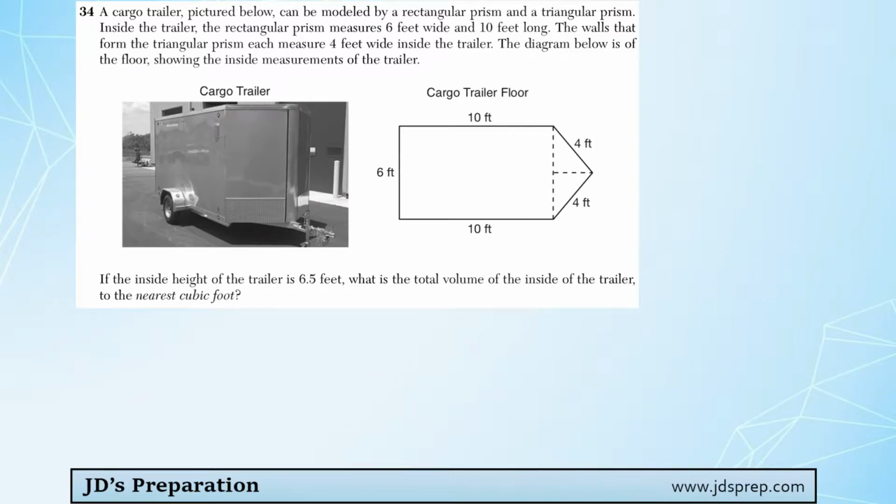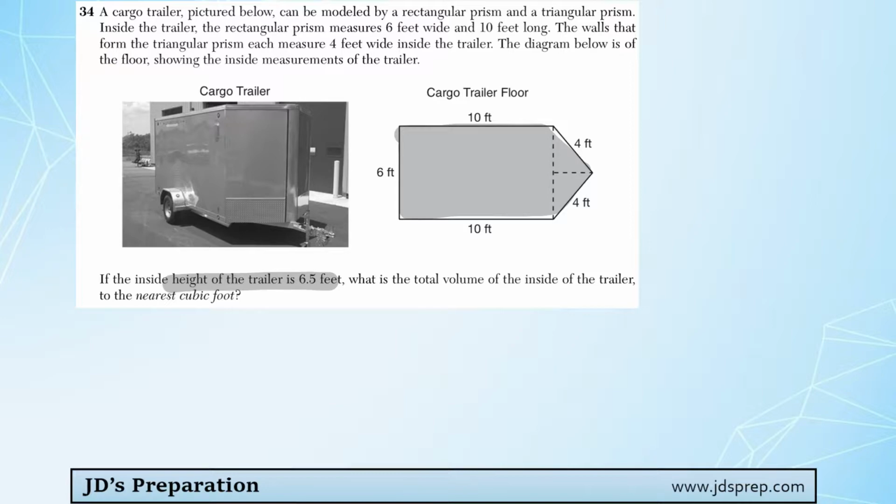For this problem, we're being asked to calculate the total volume of the inside of this trailer. So the best strategy here would be to calculate the total area of the floor of the trailer, this shape here, and then we would just multiply that by the height of the trailer, which we're told is 6.5 feet.